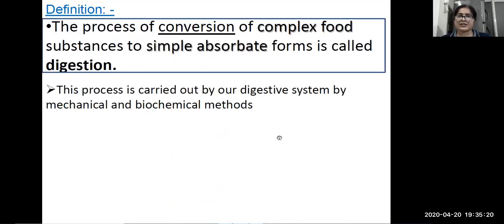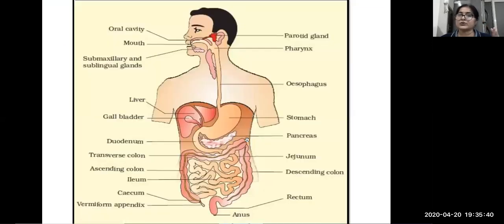So this is the simple definition. The process of conversion of complex food substances into simple absorbable form is called digestion, and this process is carried out by a specific system in our body through mechanical and biochemical methods. This is the picture that I am showing, the picture of the human digestive system. The human digestive system includes two parts. Today it is just an introductory class. In the next video, I'll explain everything in detail.